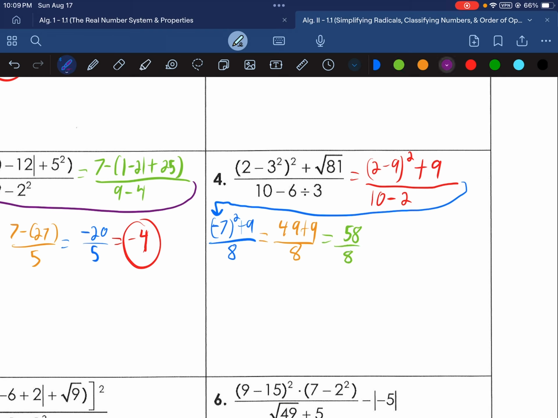Now, 8 does not go into 58 perfectly. However, it does reduce. They have a 2 in common. 2 goes into 58 29 times, and 2 goes into 8 4 times. And that's as far as it reduces. Nothing else goes into both 29 and 4 other than 1. So that is our answer.